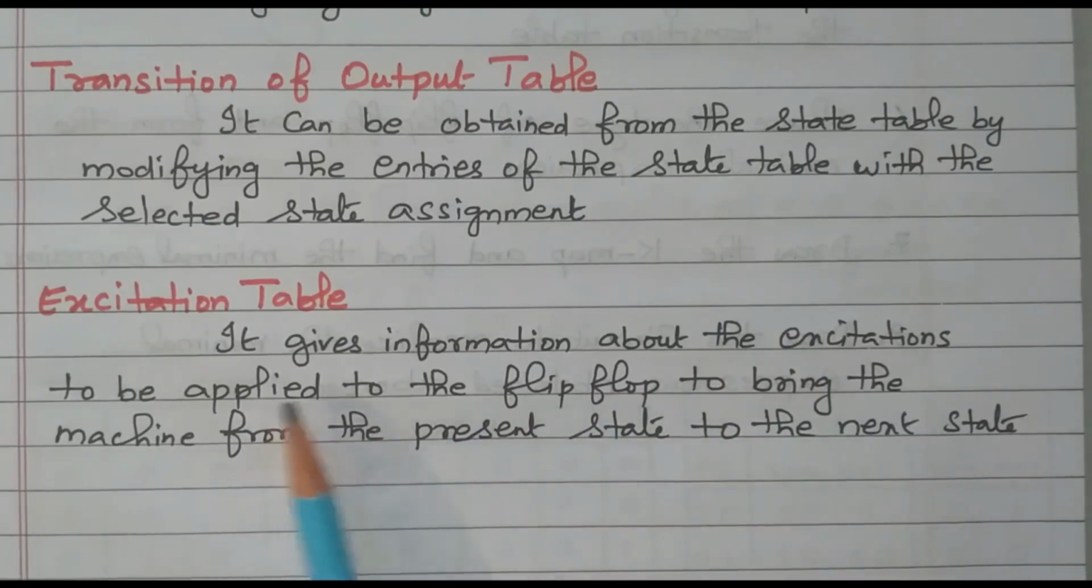The entire excitation table we can prepare, so that it is applied to the flip flop, that is from present state to next state. So in this video we discussed the state reduction and state assignment. We discussed one problem, right? We discussed the state table and state diagram. From that we got the reduced state diagram and state table, right?